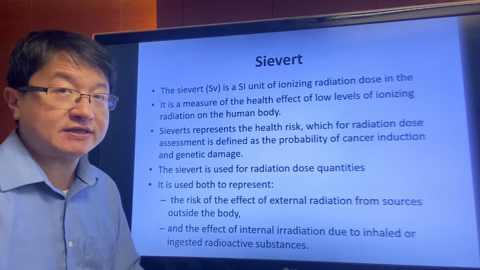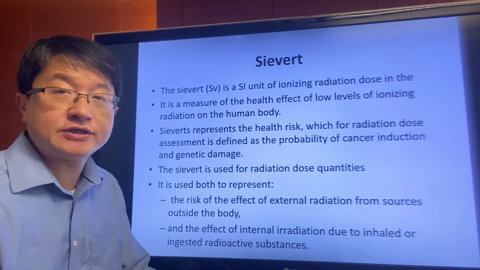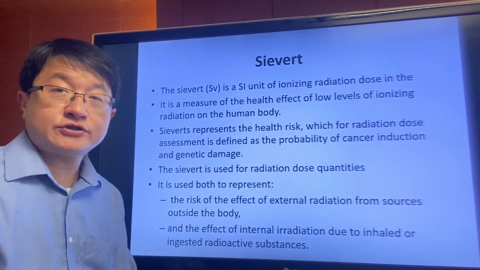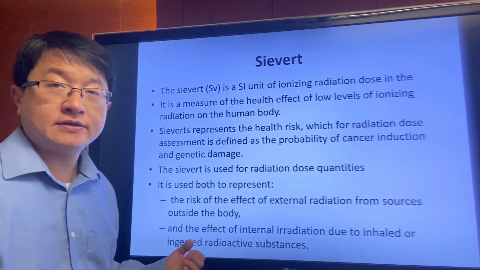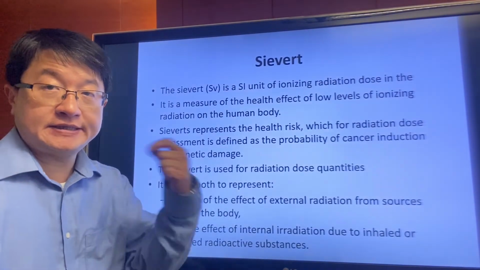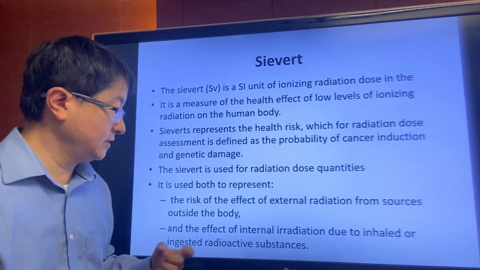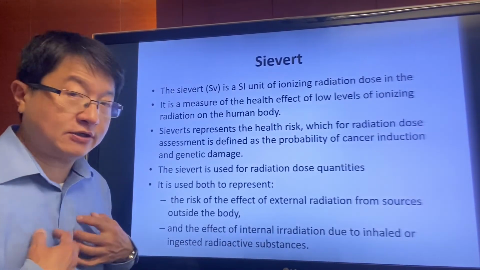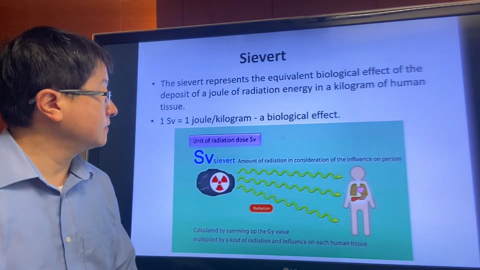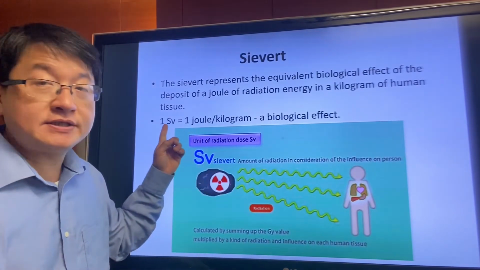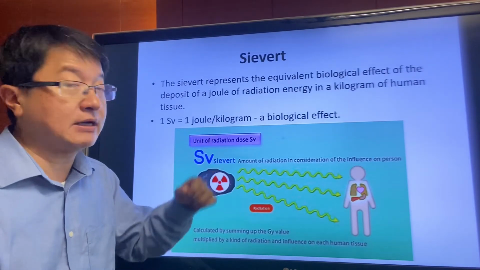So what is meant by sievert? The sievert is an SI unit that measures the ionization of radiation. It is used to measure external radiation from a source outside our body, or if you have eaten or inhaled any substance with radiation, this internal radiation inside your body can also be measured. So the definition is 1 sievert equals 1 joule of energy per kilogram of your body mass.